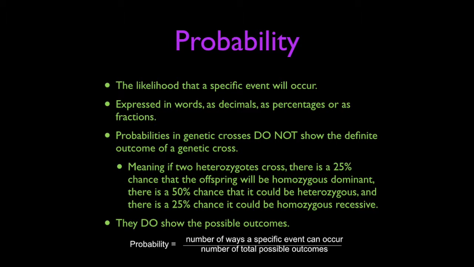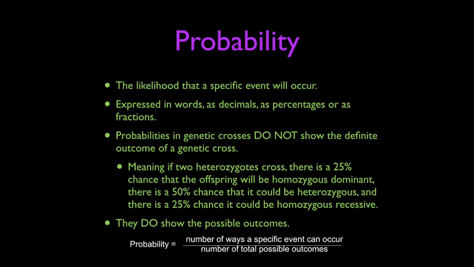Probability is the likelihood that a specific event will occur. It doesn't tell you exactly how many times it's going to occur, but it just gives you the chance that it could occur. It is expressed in words, as decimals, as percentages, or as fractions. Probabilities in genetic crosses do not show the definite outcome of a genetic cross. It's like I said with my brothers. It doesn't mean I'm going to get square 1 and Chip's going to get square 2 and Wesley square 3 and Wyatt square 4. It just shows the possibility that we could get that square.